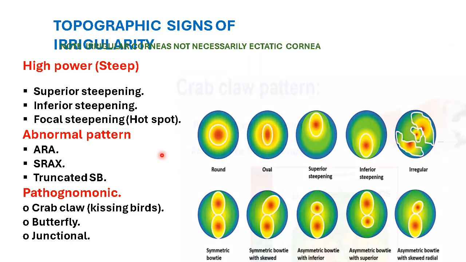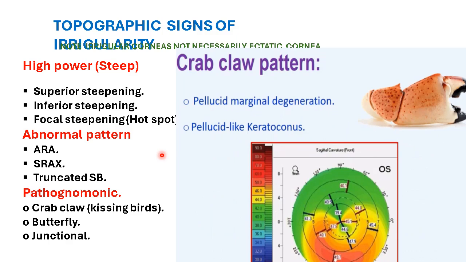Another, some pathognomonic features like the crab claw pattern. The crab claw pattern is one in which you find a very large inferior steepening of the cornea, reaching up to the far periphery of the cornea, leaving a very small area of normal cornea. And it looks like an inverted C pattern sitting on its back, or also called kissing pigeon. Now, this appearance may be suggestive of pellucid marginal degeneration, or sometimes a pellucid-like keratoconus.